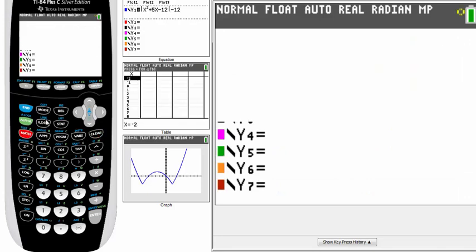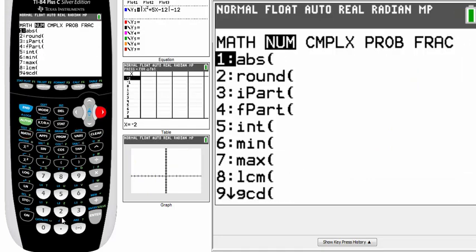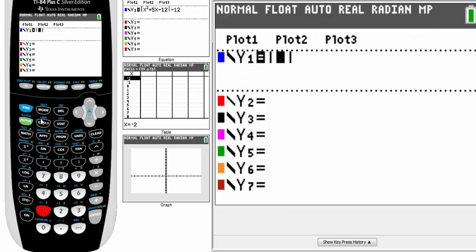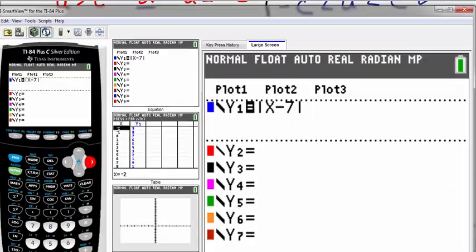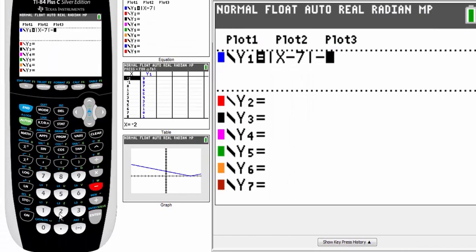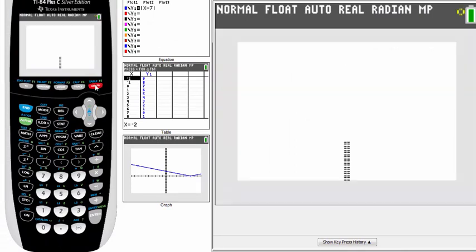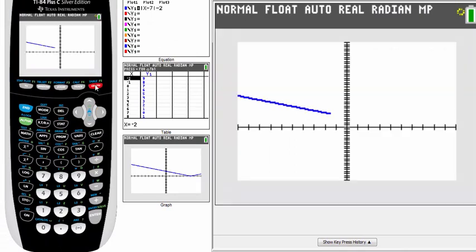So absolute value, math, arrow over to number, absolute value of x minus 7, and I think here, what did we have? Minus 2. Remember, that's outside the absolute value, and go ahead and graph this. Might need to change my axes a little bit.